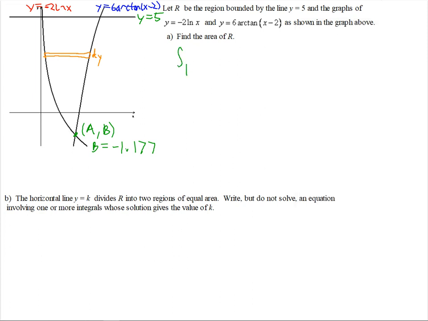from b to 5, and then the one we would need first is the one on the right, which is this arctangent. So again, we've got to take this and solve it for x. So let's go ahead and do that. The first thing you do is get rid of the 6 out in front. You divide both sides by 6. So you would have y over 6 equals arctangent of x minus 2.